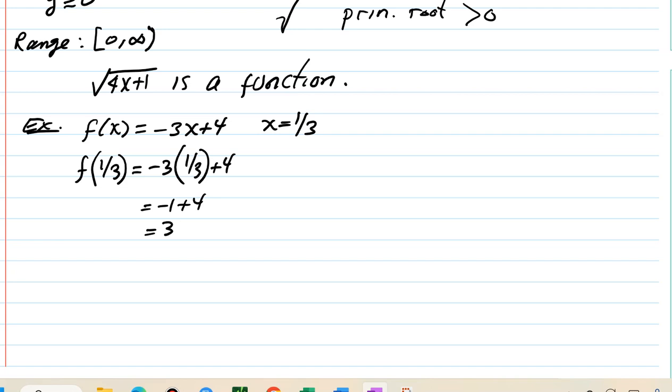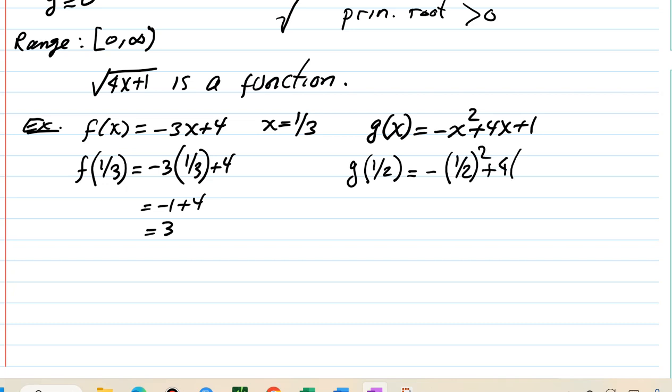What if we want to do another one? We'll call this g of x. This one I'm going to make -x squared plus 4x plus 1. And this time we want to do g at 1/2. So g at 1/2, we put 1/2 in parentheses squared plus 4 times 1/2 plus 1. I always have a habit of putting x's in parentheses in an expression if there is a number before x or a sign other than a positive sign. So it just leads to the correct computation or evaluation.